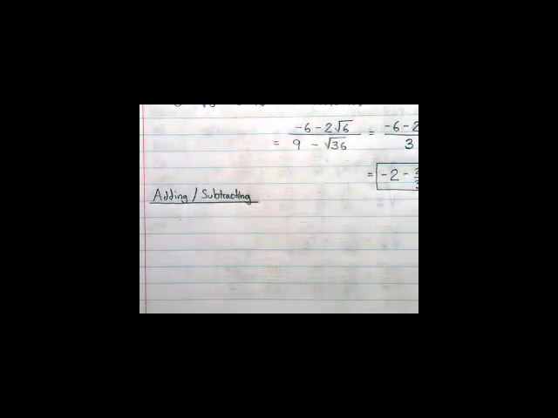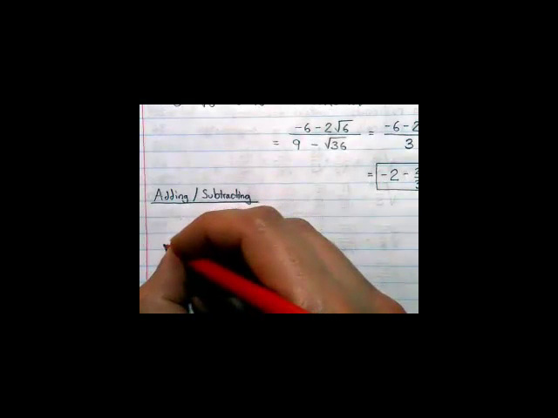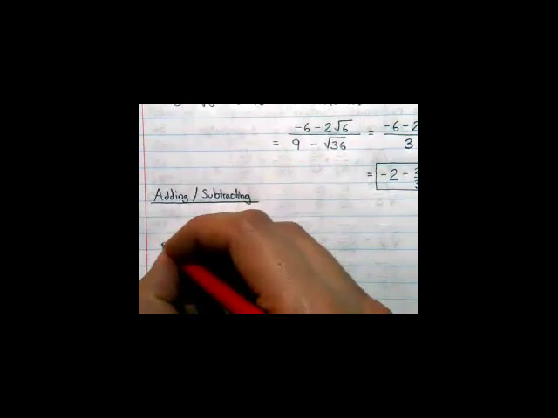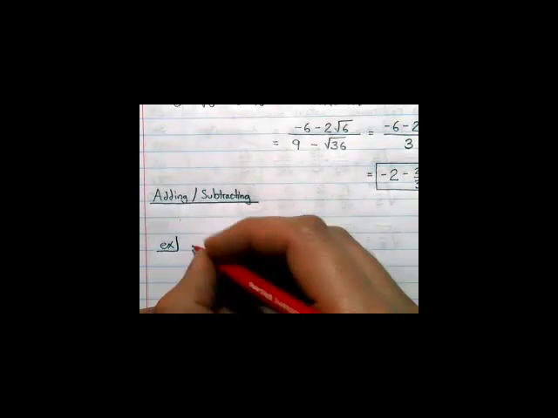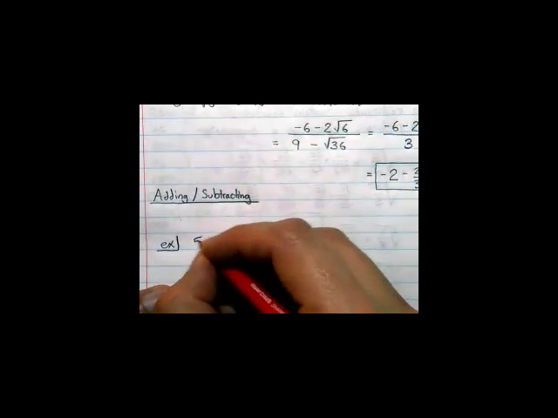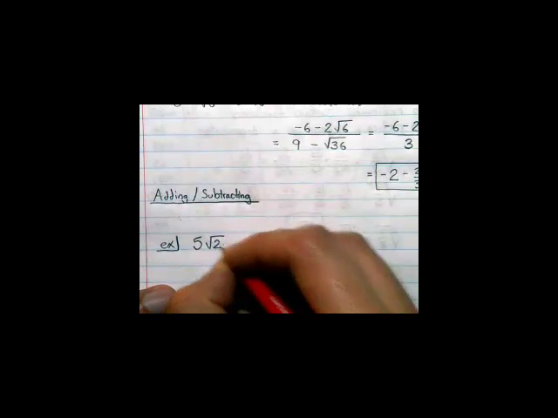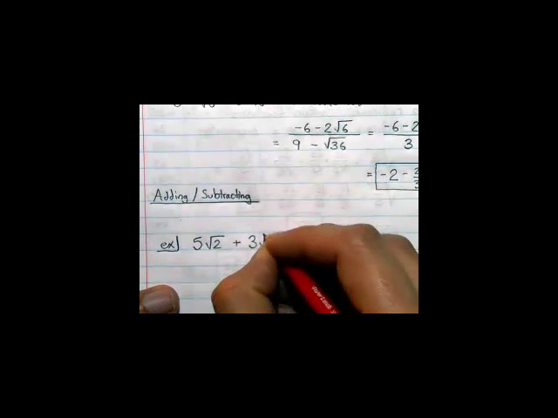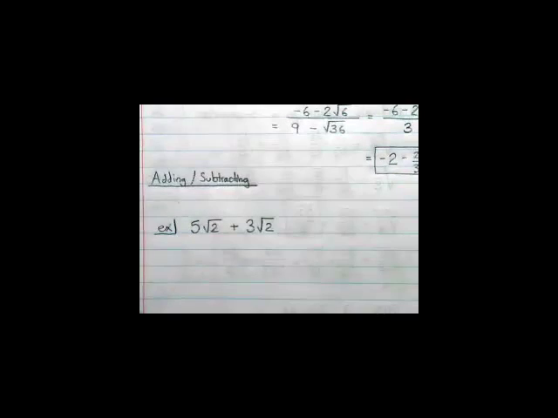Since we're talking about like terms, it's a nice little segue into this next thing. Adding and subtracting roots to each other, we can only do if we have like terms. So I'll give you a quick example of what I'm talking about. And this is where I'm going to stress again: think of the roots as being like a variable.